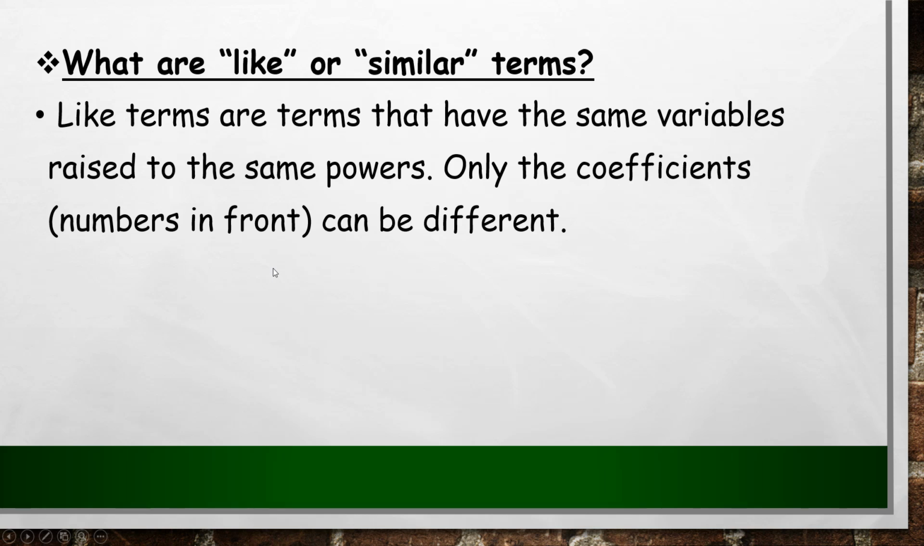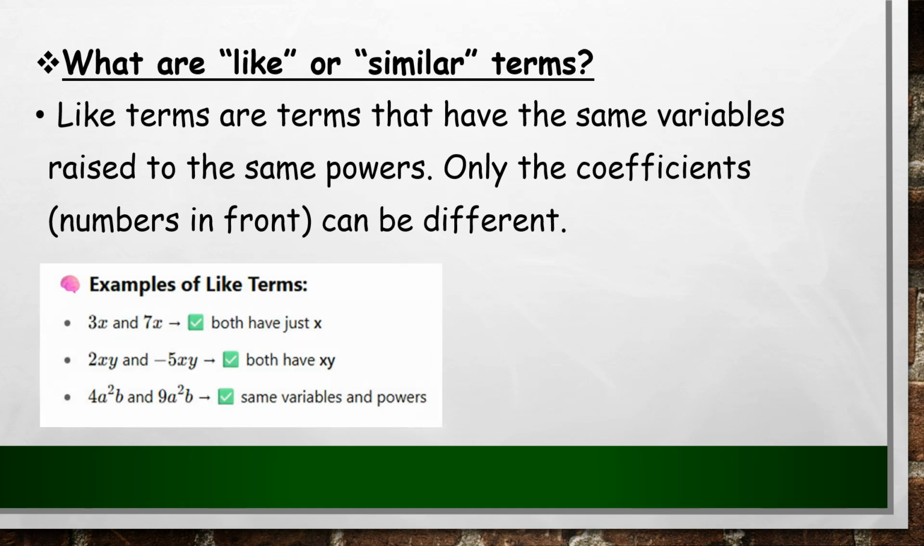What are like or similar terms? Like terms are the terms that have the same variables raised to the same powers. Only the coefficients, numbers in front, which we also call numerical coefficients, can be different. So for example, here we have 3x and 7x. Both have just x, and the exponents of the two x's are equal to 1. So we will consider them as like terms.